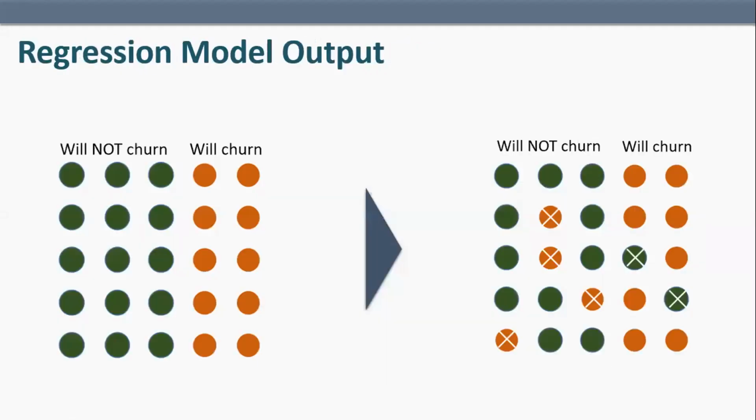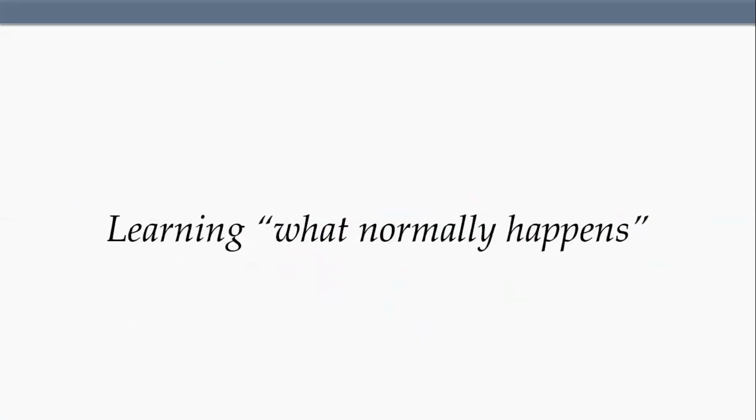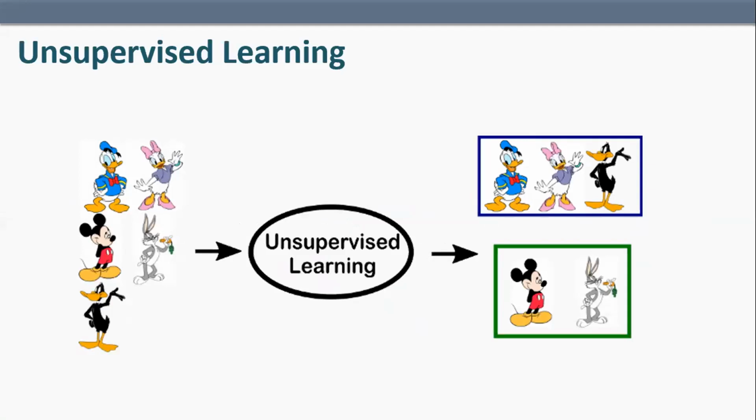What I wanted to talk about was primarily the example of unsupervised learning. When you're looking at unsupervised learning, I have data something like this. I have all these images of Donald Duck, Mickey Mouse, Daffy Duck, Bugs Bunny. You have all those different examples.